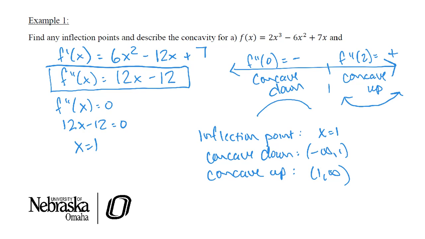Now, often when it asks us for the inflection points, I should go back a little bit, it usually wants the y value as well. So we would plug 1 into the function, and we would get 3. So our inflection point should actually read the point (1, 3). Plug in 1 here. We get 2 minus 6 plus 7. Negative 4 plus 7 is 3. So that would be our inflection point.